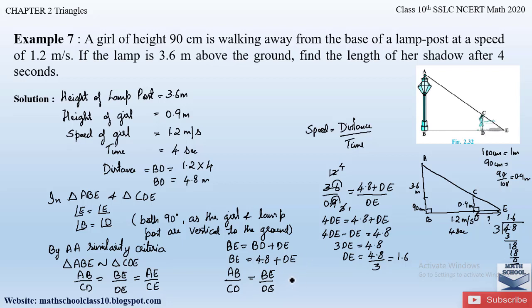So therefore, write down: the length of the girl's shadow after 4 seconds is 1.6 meters. So this is how we solve this problem.